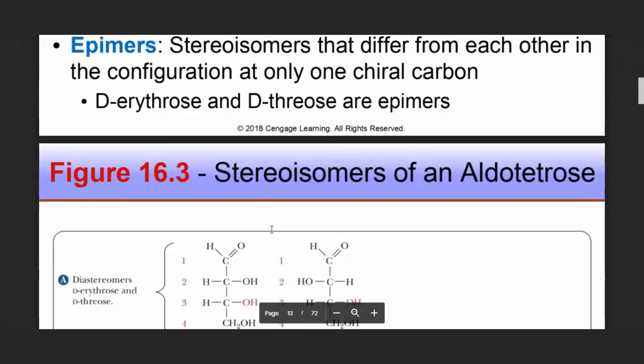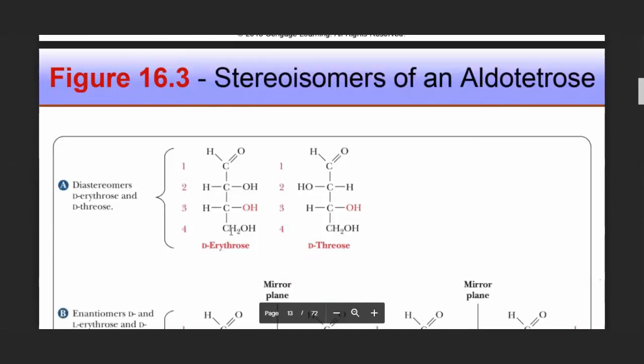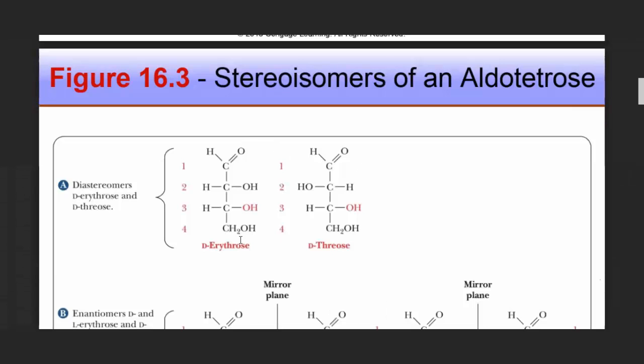And an example of epimers is found here: D-erythrose and D-threose. Let's see. Although, of course, they are diastereomers because they are not mirror images of each other, at the same time, they are epimers. Why? Because they differ in the configuration around this chiral carbon. Notice here OH, right? Here OH left. And these are the same.